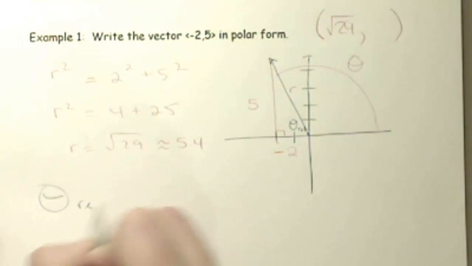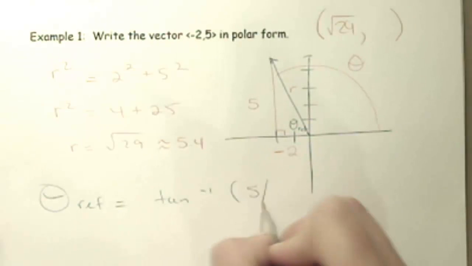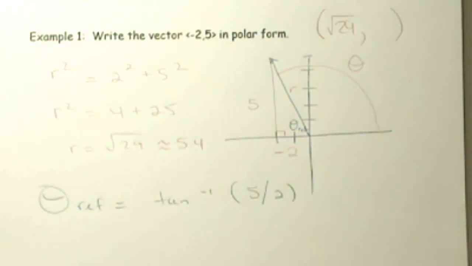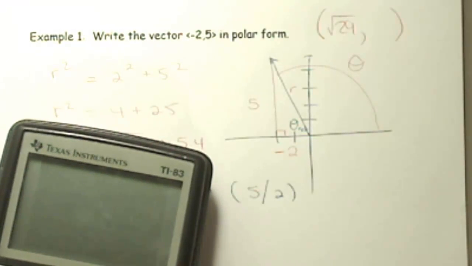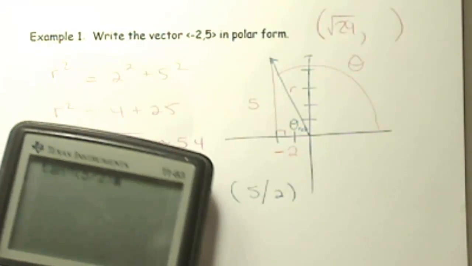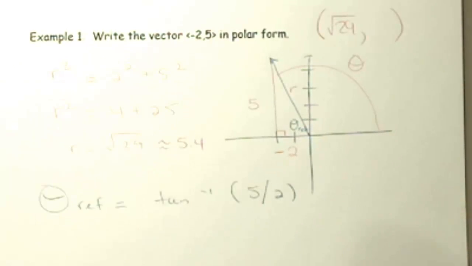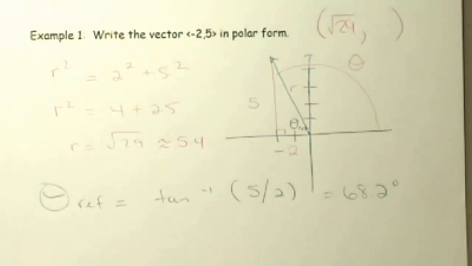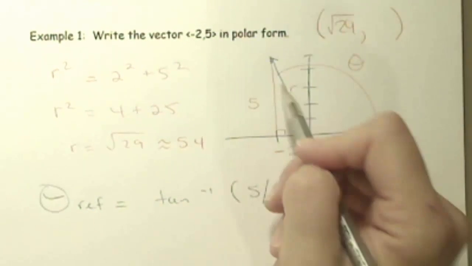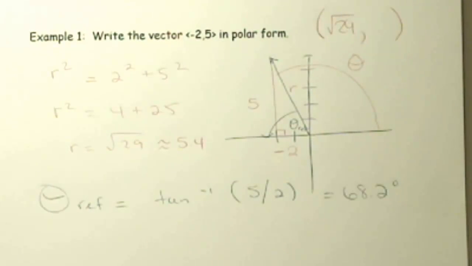So theta reference equals tangent inverse of opposite over adjacent. Take my calculator and do my inverse tangent function, and I find the angle is 68.2 degrees. Now that is just the reference angle, how many degrees it is from here to 180 degrees.